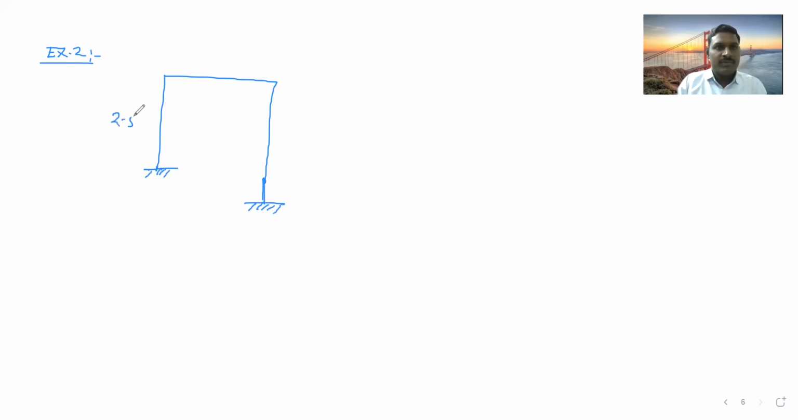So this is 2.5 meter height. This is a 50 kilonewton load. This is 2.5 meter. This will be 2.5 meter. Again, this will be a 50 kilonewton load. Now this will be 5 meter. So this is your example number 2.